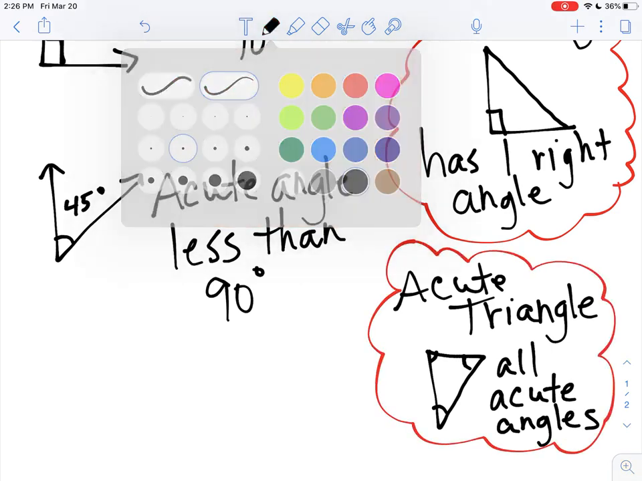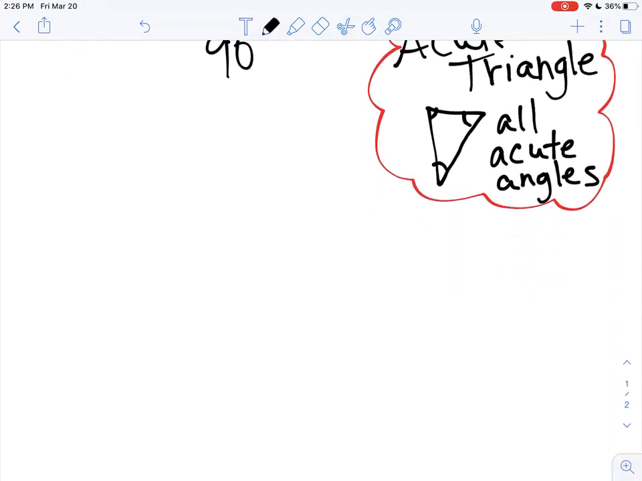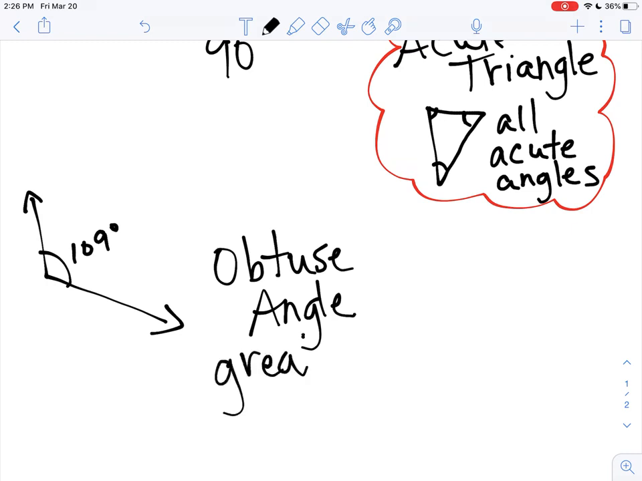So we just have one more I want to look at. What do you think it is? Great guess. Well, you know, we have angles that are big and greater than 90 degrees. So let's say that one is 109 degrees. Well, this is going to be a what? You remember, great, an obtuse angle. An obtuse angle is greater than what? Yes, it always goes back to that 90 degrees.